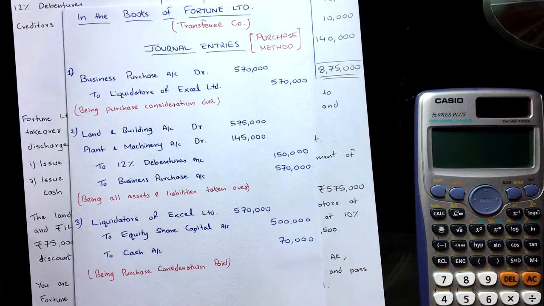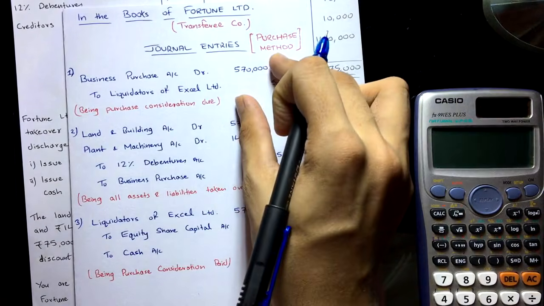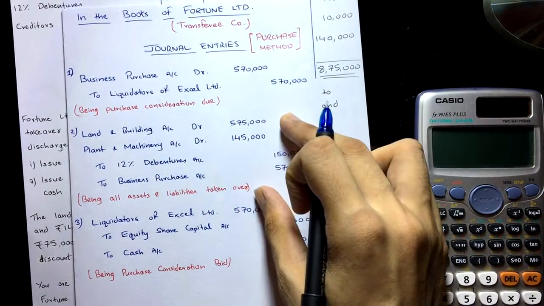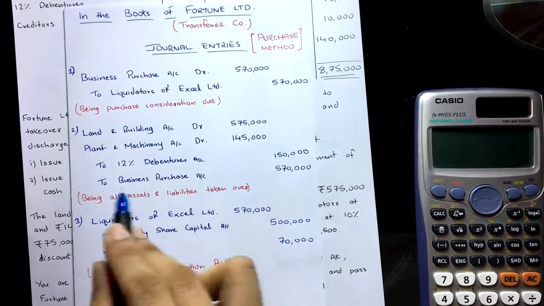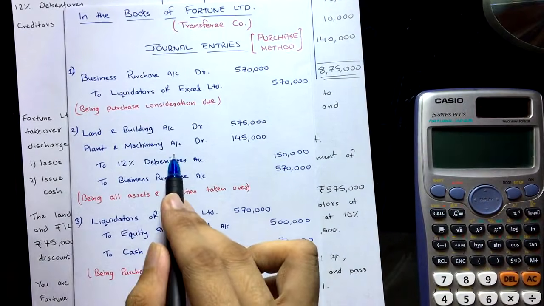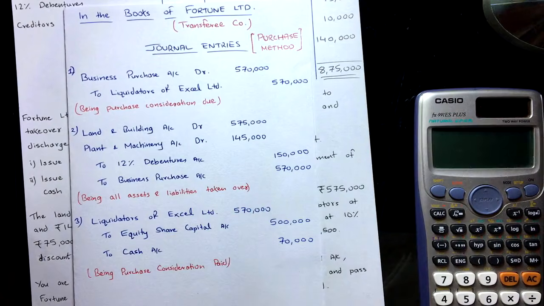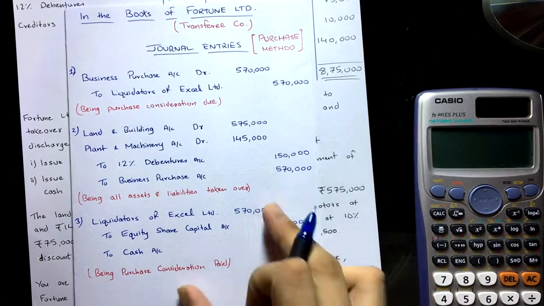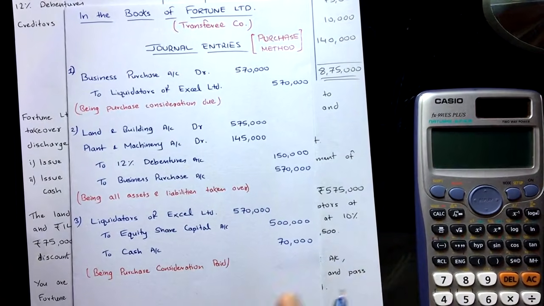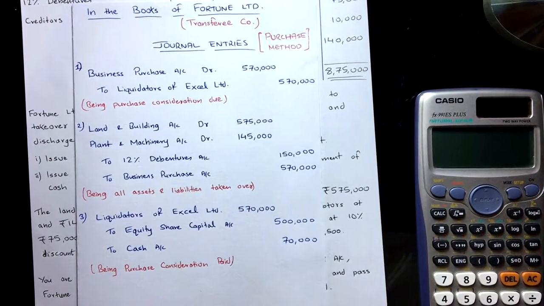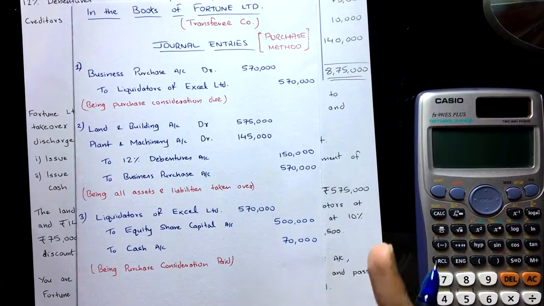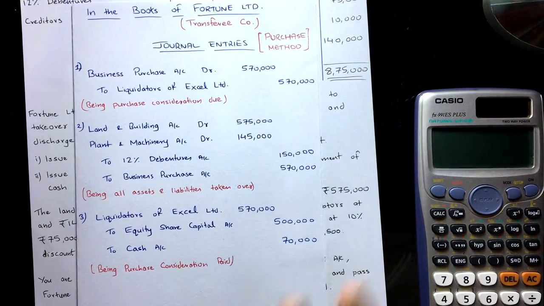It's simple. So first is the purchase consideration due entry. We have to show what you have purchased and cancel the business purchase account. If there is a balancing figure on the debit side, goodwill. If on the credit side, capital reserve. And then pay the liability, pay the purchase consideration to the liquidators. That's it. Some more entries can come depending upon the question. We will see that in the coming problems. Don't worry, it's simple.